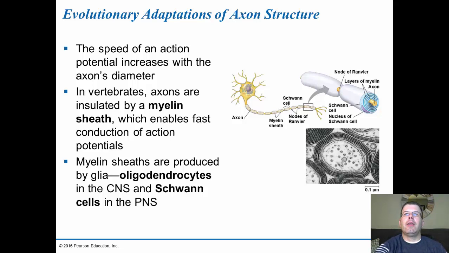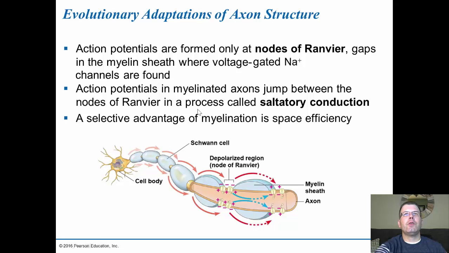And like I said, that insulation is really good because you're only going to generate those action potentials at the node and not in the myelin sheath itself. And we'll see that here in just a second. So again, action potentials are formed only at the nodes of Ranvier, the gaps in the myelin sheath where the voltage channels are found. This allows for a much faster conduction of the message because you only have these channels at these little spots.